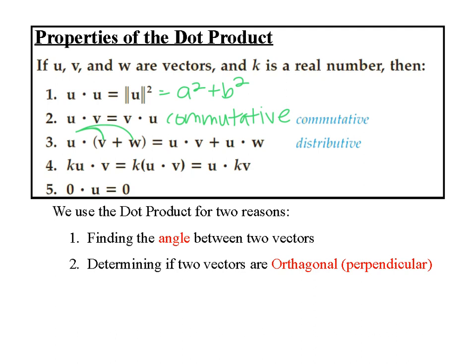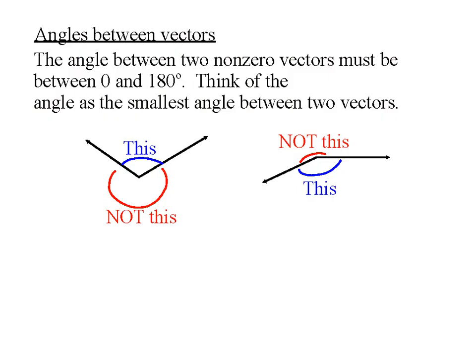So the dot product can be used to find the angle between two vectors and to determine if two vectors are orthogonal, or what we call perpendicular. So orthogonal is just another word for perpendicular. The angle between two vectors is going to be between 0 and 180. So it's going to be the smallest measurement between those two vectors. So the measurements that are in blue there.